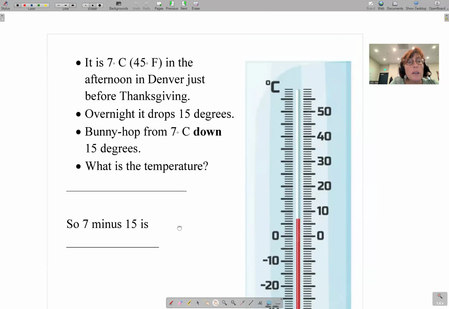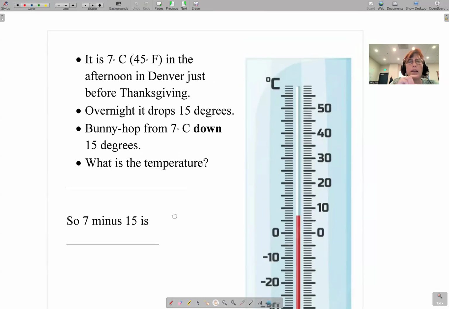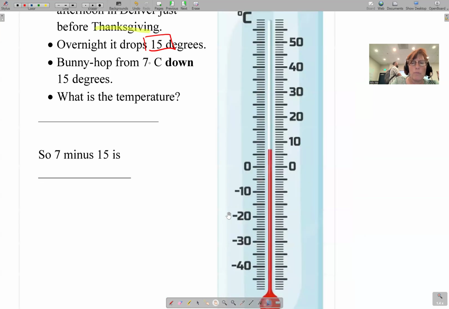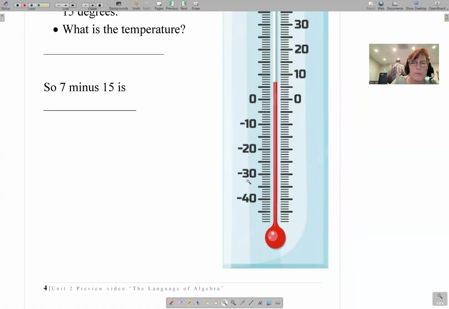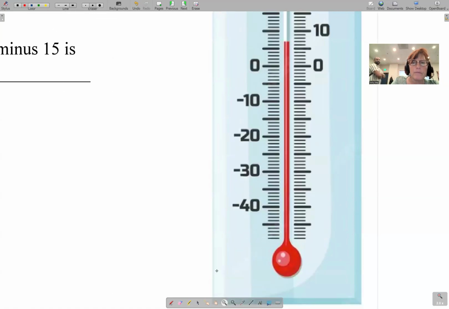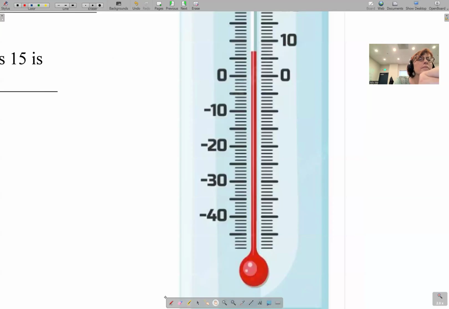So it is 7 degrees Celsius in the afternoon in Denver. It's approximately 45 degrees Fahrenheit just before Thanksgiving, which is the average temperature. Overnight, it drops 15 degrees. So we're going to start at 7 here, and we want to bunny hop down 15.